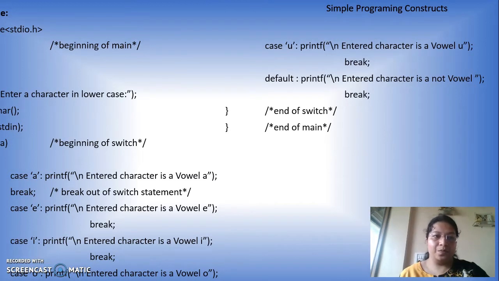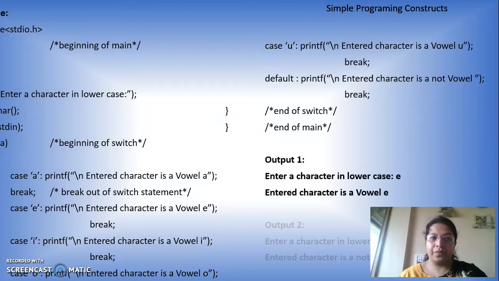Example. Here we check if the entered character is a vowel or not. Here we accept a character from the user. We check if it is A, we check if it is E, if I, if O, U, or if it is none of these. So these are the possible outputs.